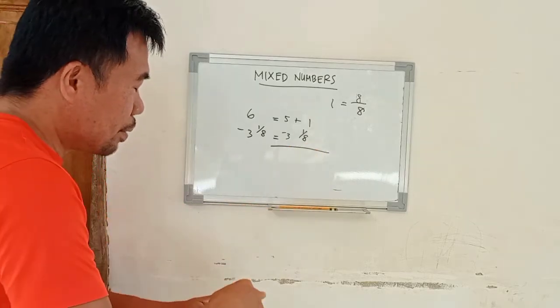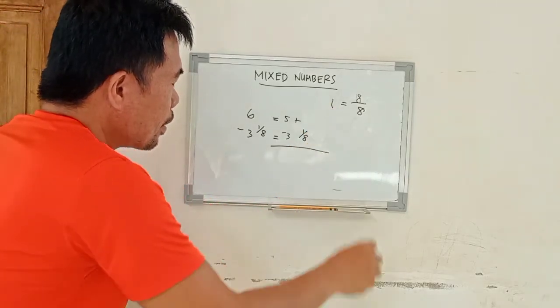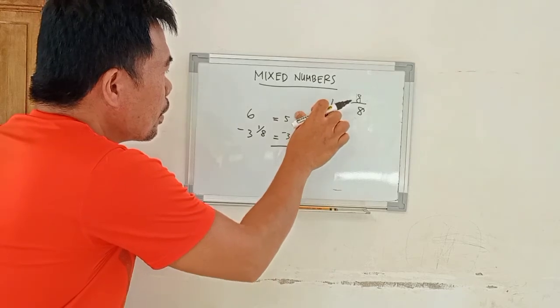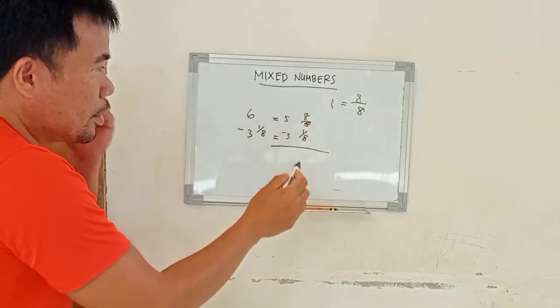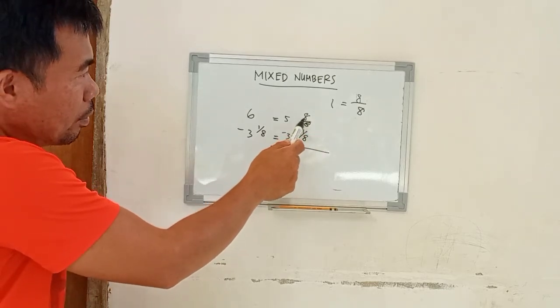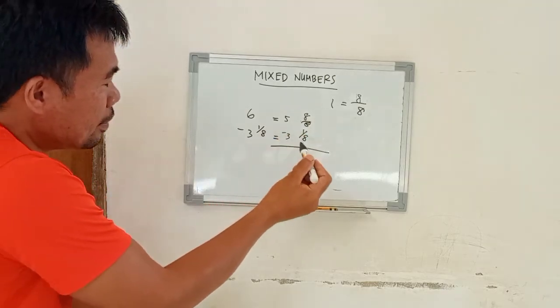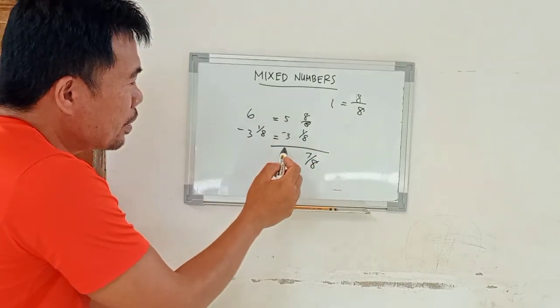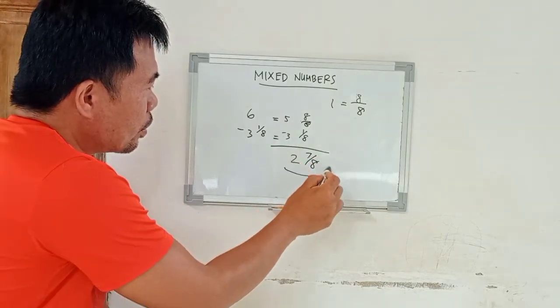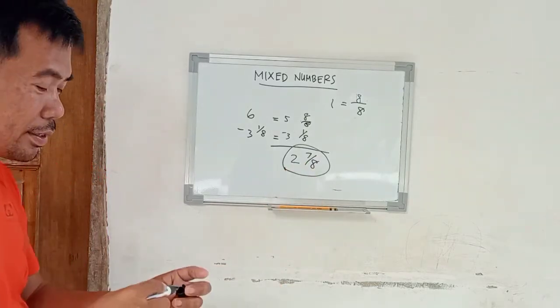So this one will become 8 over 8. Now 8 over 8 minus 1/8 is 7/8. 5 minus 3 is 2. So our final answer is 2 and 7/8.